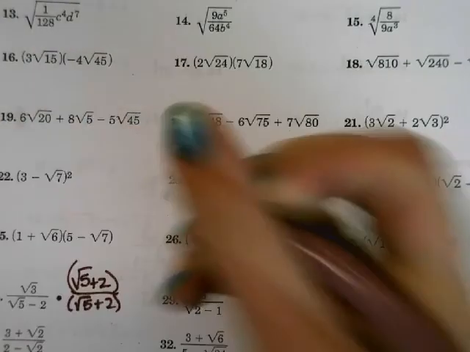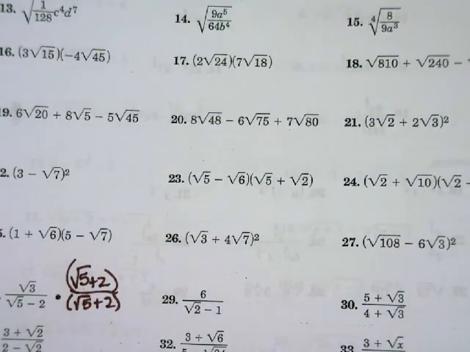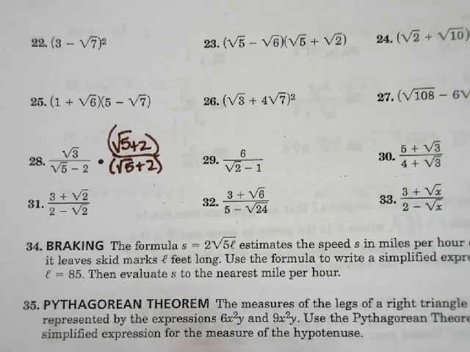Okay? You don't have to do 34 or 35. Those are the word problems. Okie dokie. All right, questions on anything else?